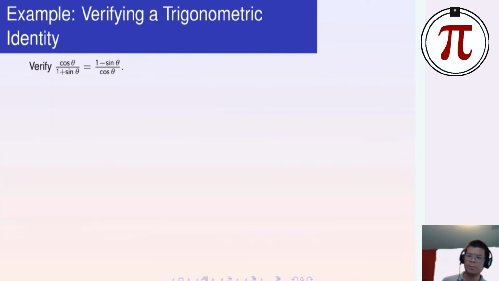Now let's consider this example. Salim, can you read it for us, please? Verify cosine theta over 1 plus sine theta equals 1 minus sine theta over cosine theta. Very good. Let's consider this one. Solution. Okay, proof. How can we do this?